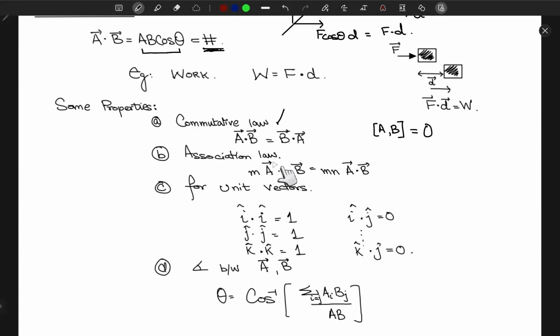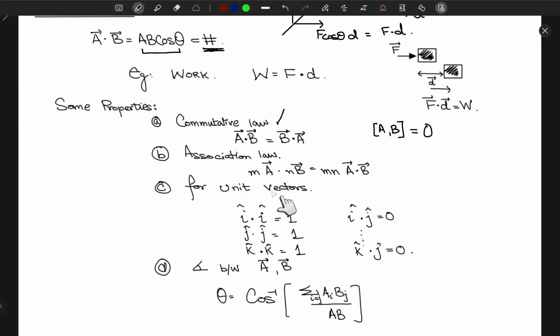It also follows the associativity law, which just means that if I have some constant with vector A, so I'm scaling my vector A with some constant m, and I'm scaling my vector B with some constant n, then that just means that I can scale this dot product with the product of m and n.